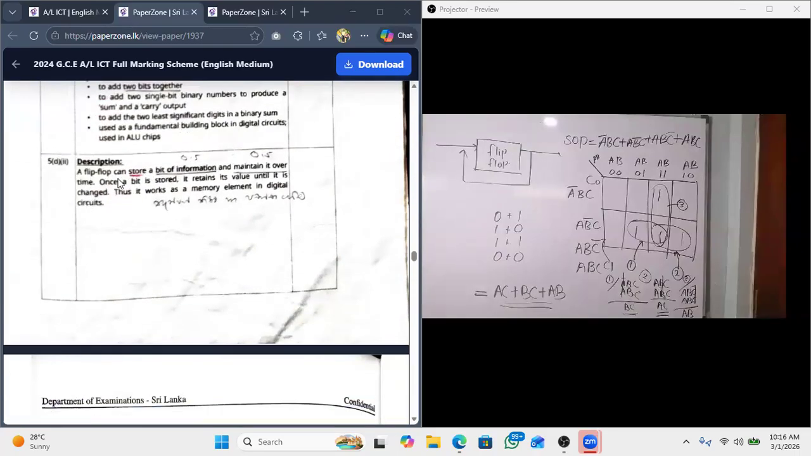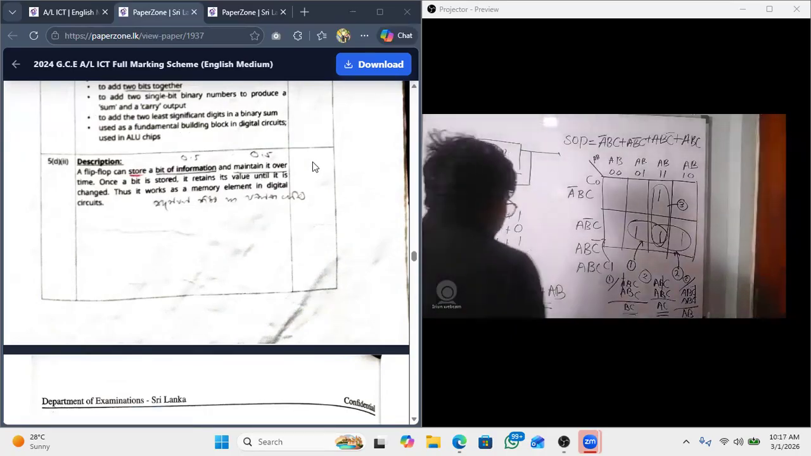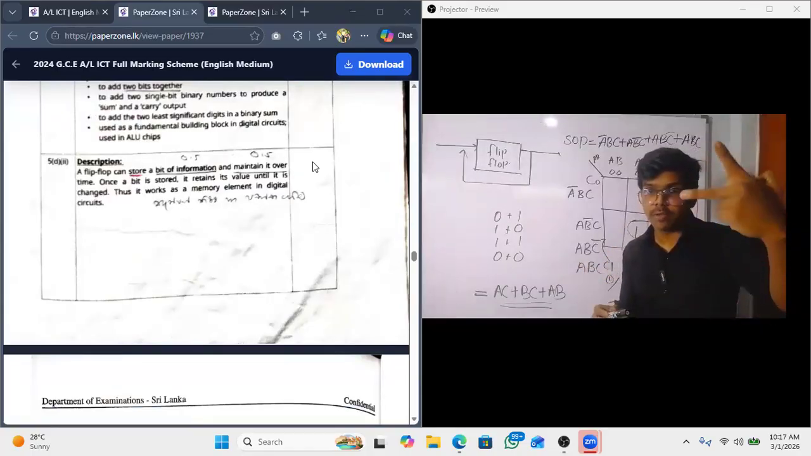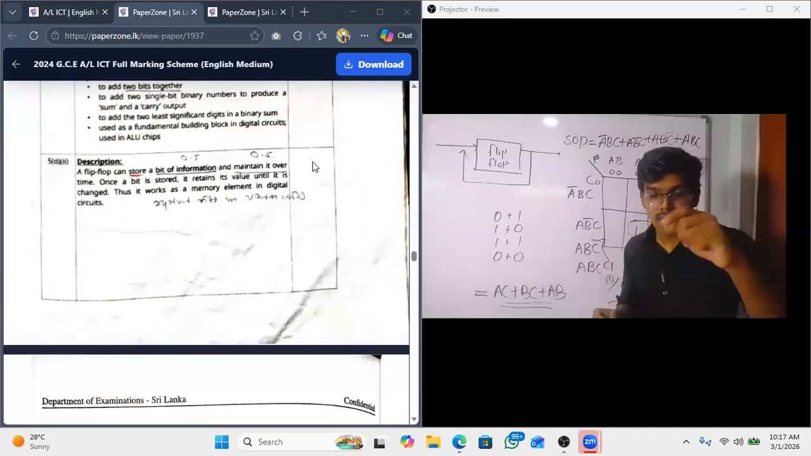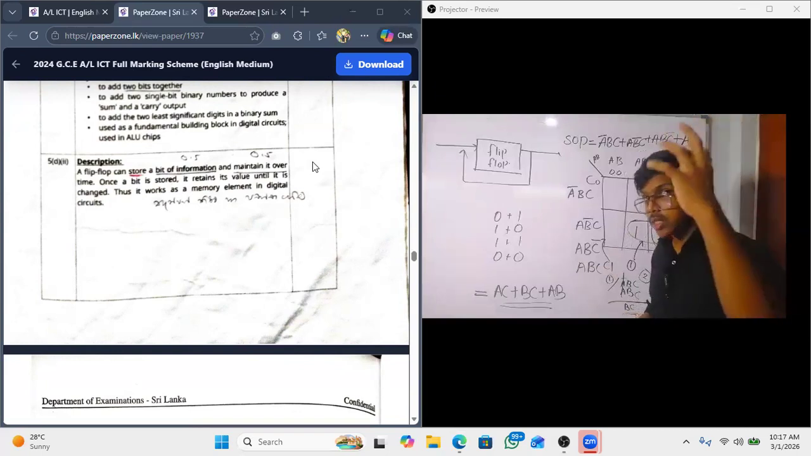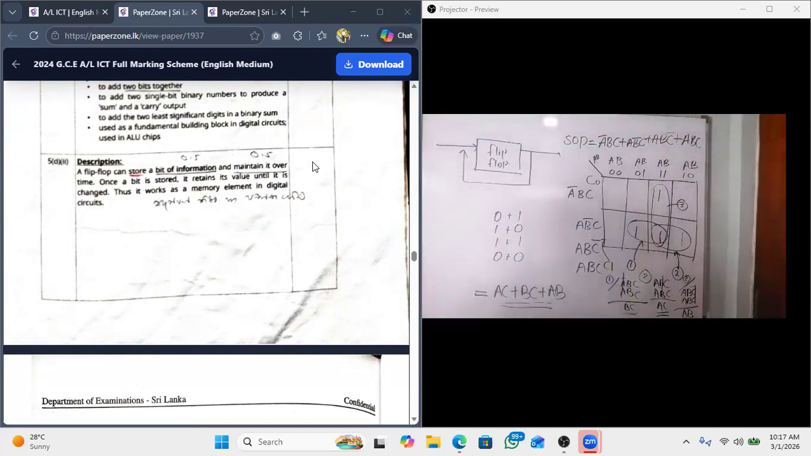The flip-flop can store a bit of information and maintain it over time. Once a bit is stored, it retains its value until it is changed. Thus, it works as a memory element in digital circuits. Same idea. You take the output back and store it until it is changed. In the SR latch, we have set and reset wires. We can set the state, and we can change the state from the reset pin. I will teach what it is next week. You just need to write the idea.